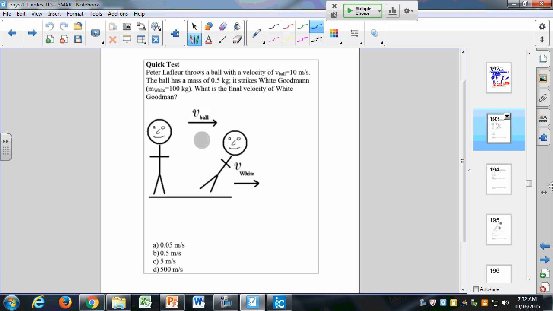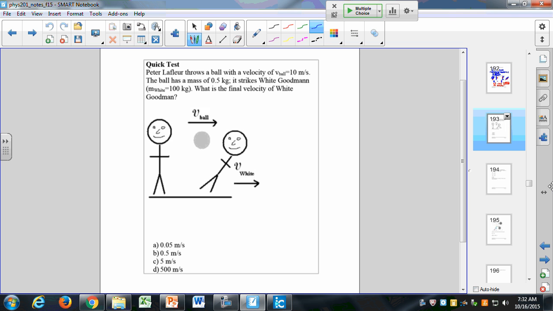So you'll see work of a variable force, you'll see conservation of energy, you'll see momentum, you'll see 2D collisions. You'll also see what we're going to get into today, where we have elastic collisions, where not only is momentum conserved, but also energy is conserved. So we'll get into that in just a little bit, but let's try this quick test problem.